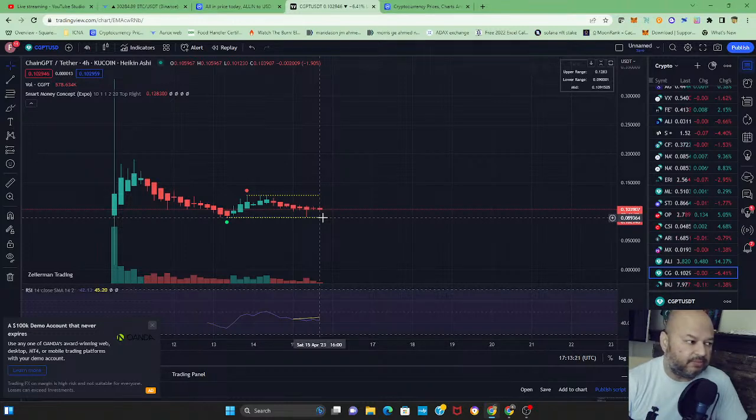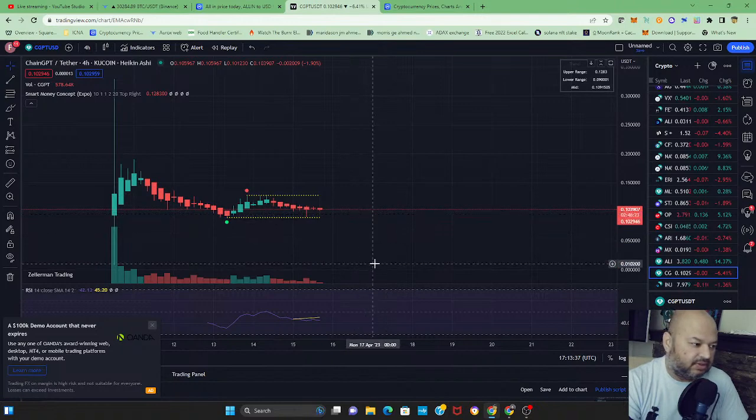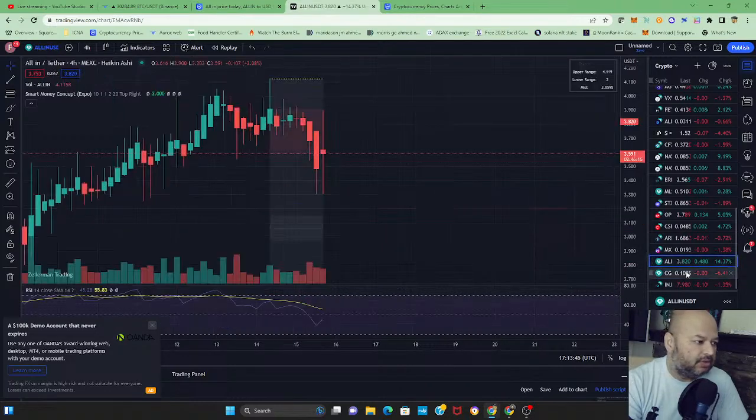If you like the project and you believe in an AI boom in the next bull run, then you can scoop some of these coins to have a good bag of these moon bags, I would say. So this is ChainGPT.